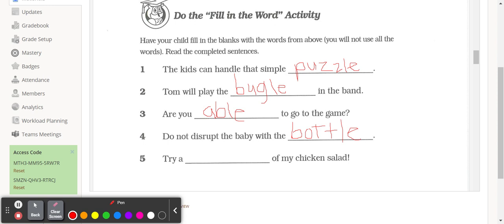Excellent. And the last one on this page, try a blank of my chicken salad. Try a sample. S-A-M-P-L-E. Sample. Try a sample of my chicken salad. This one's very sloppy, sorry. All right, excellent. Let's go ahead and move on to the next page.